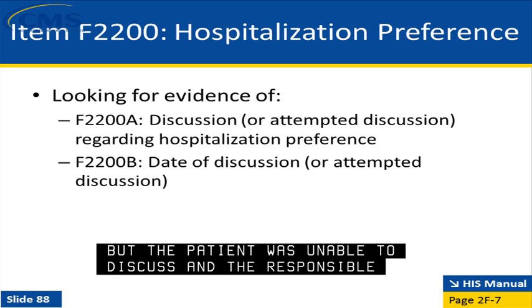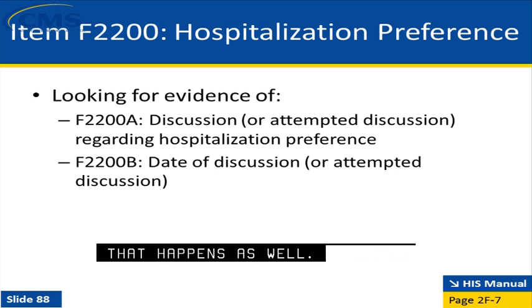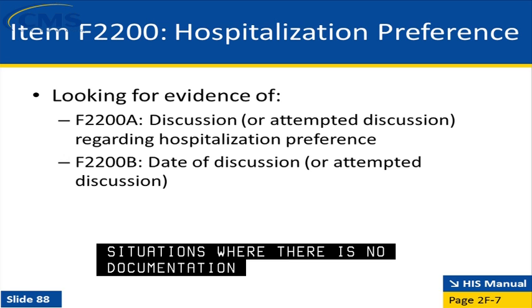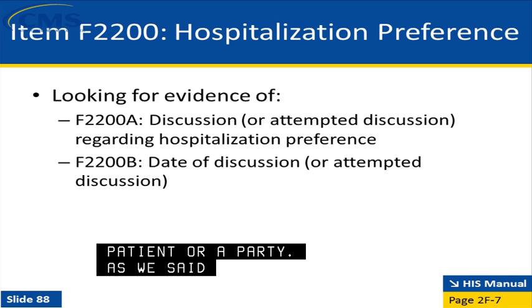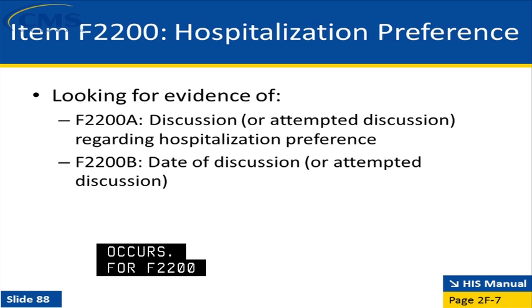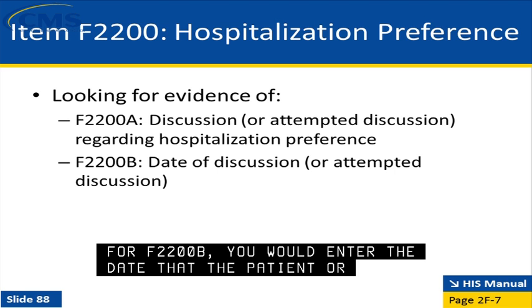A code 0, again, applies to situations where there's no documentation that the hospice discussed or attempted to discuss the topic with the patient or the responsible party. And as we said before, there are legitimate reasons why this occurs. For F2200B, you would enter the date that the patient or responsible party was first asked about their preferences regarding hospitalization.